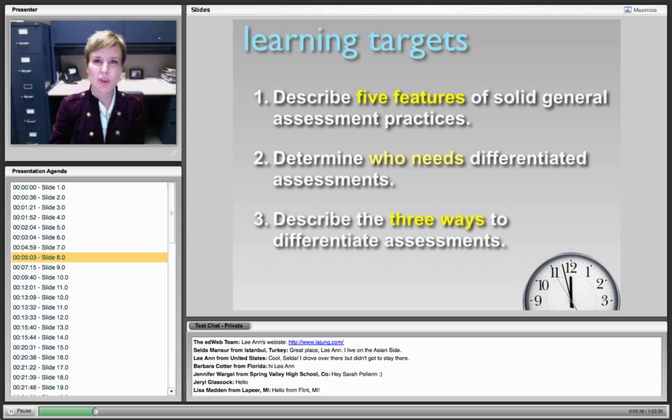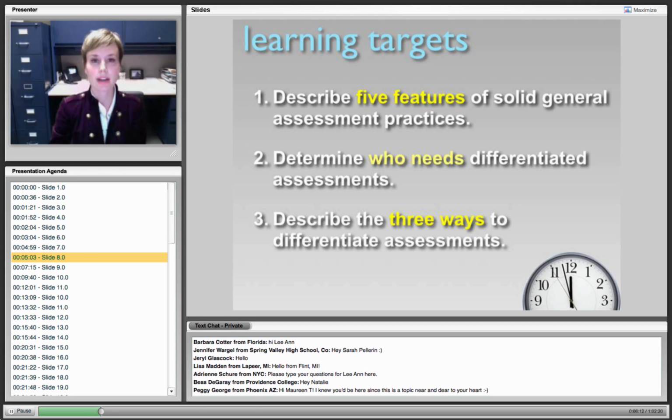We'll think about who needs differentiated assessments. Is it only those students with IEPs, or do other students need differentiated assessments? What are we allowed to do in terms of modifications or accommodations? And then we'll talk about 3 different ways that we can differentiate assessments, and within that, one piece that is critical that we understand is the difference between accommodations and modifications. This is something that a lot of people are not clear on. In fact, even groups of special educators are often not clear on the difference between accommodations and modifications.